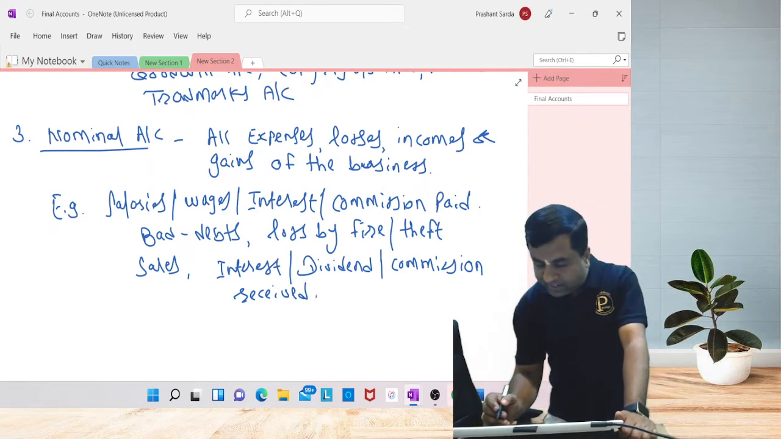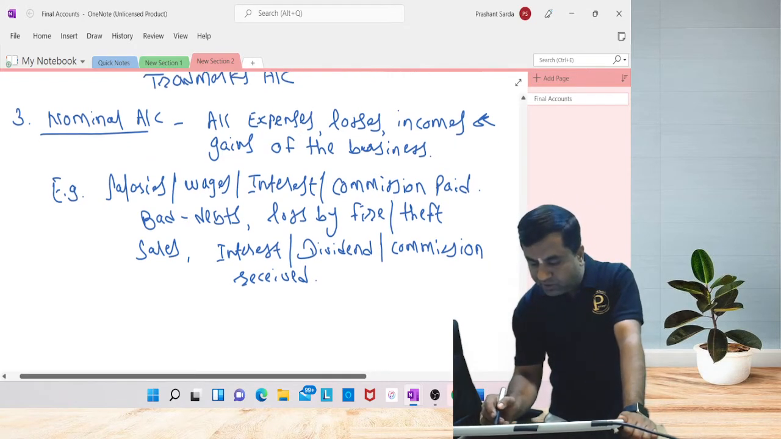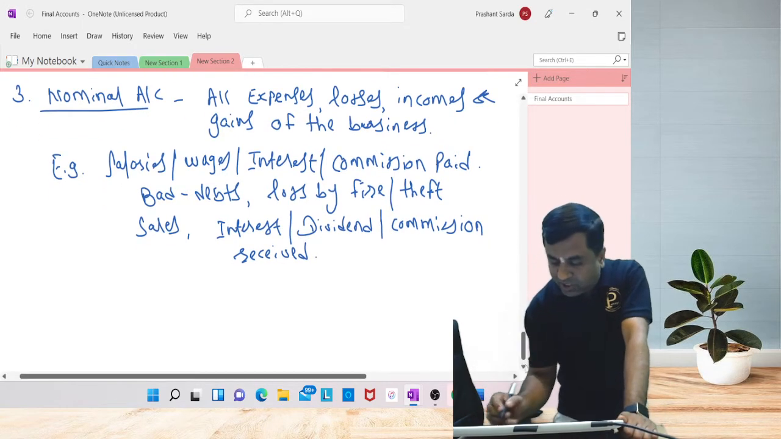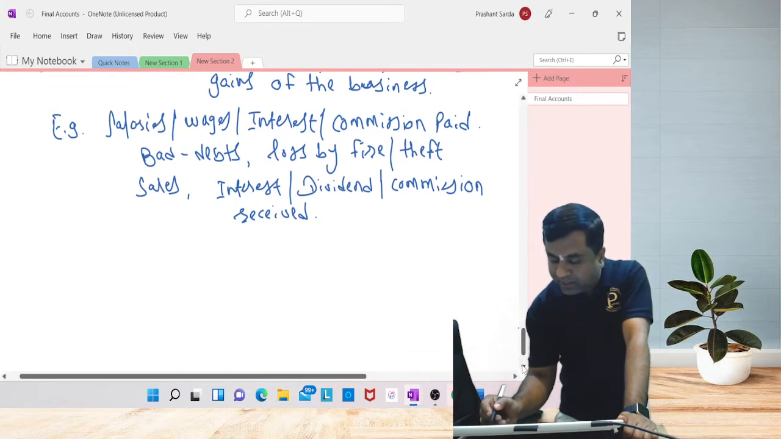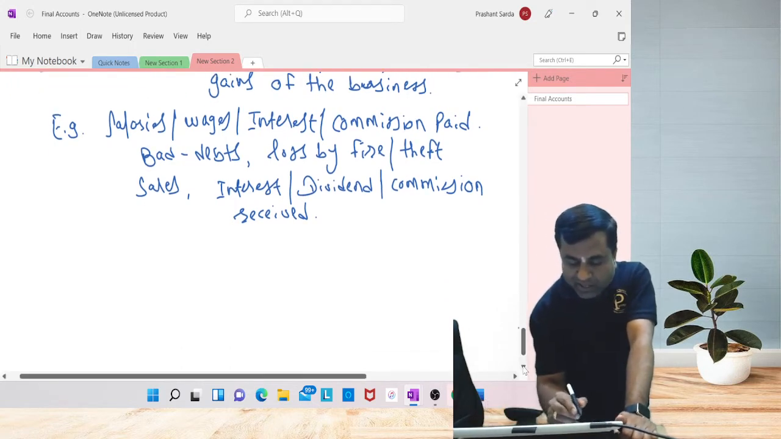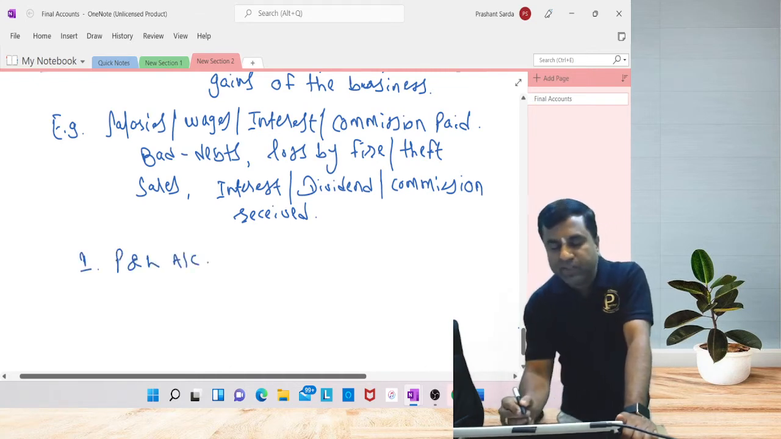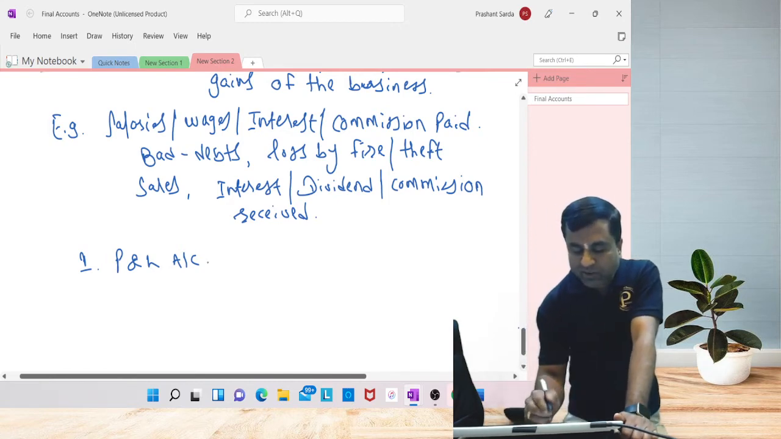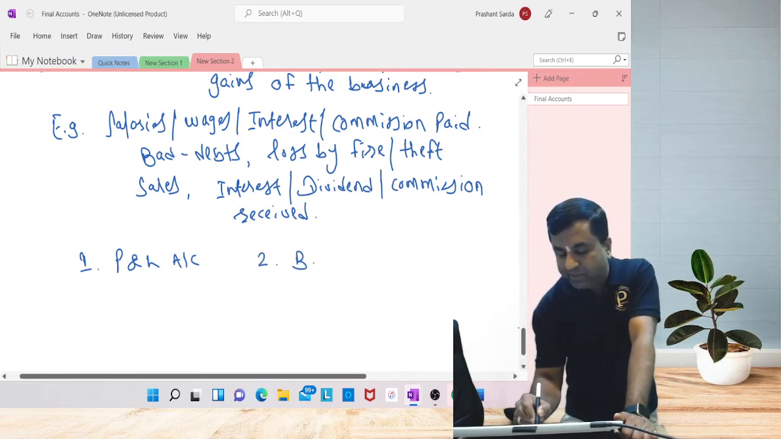Let me give you a simple bifurcation. You would love to see this bifurcation. We all know that we prepare final accounts, students. What all comes in final accounts? Usually, in the context of a company, we prepare a profit and loss account, called the trading plus profit and loss account. And second, we prepare a balance sheet. So let me give you a straightforward bifurcation now.